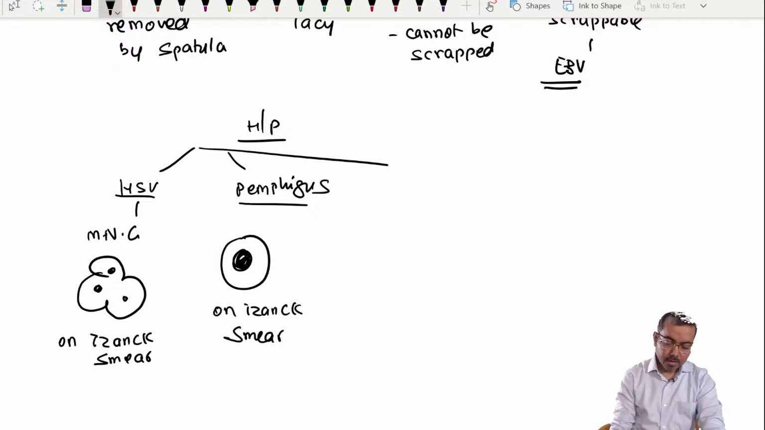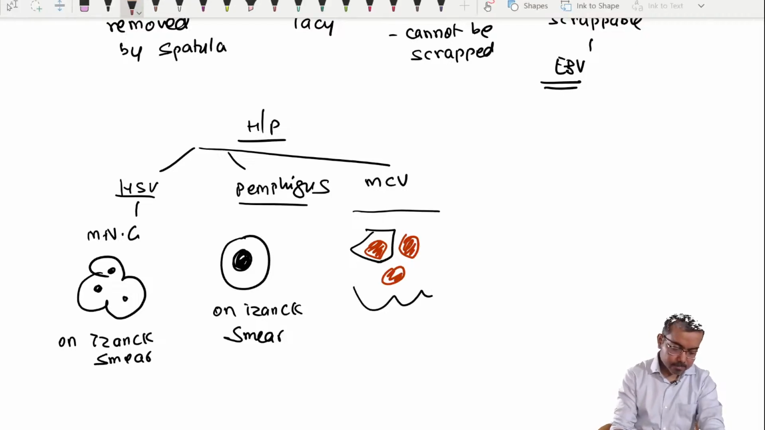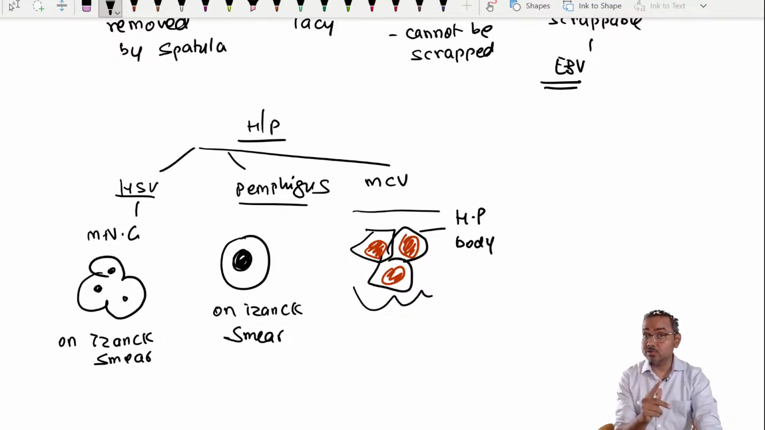If the question is on MCV, you will find in the epidermis a lot of these red colored bodies. Red colored bodies like this. These are called Henderson-Paterson bodies. This is going to be eosinophilic, remember.